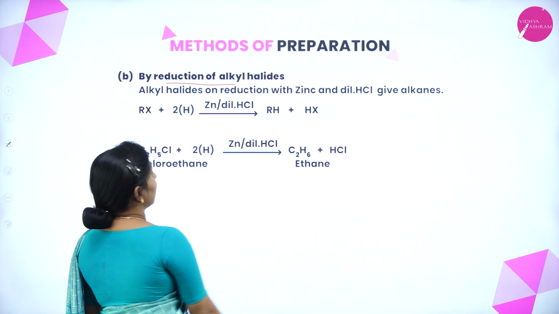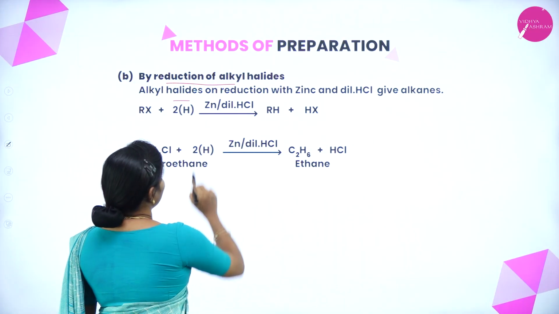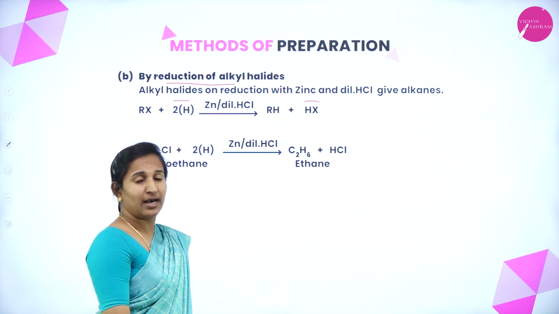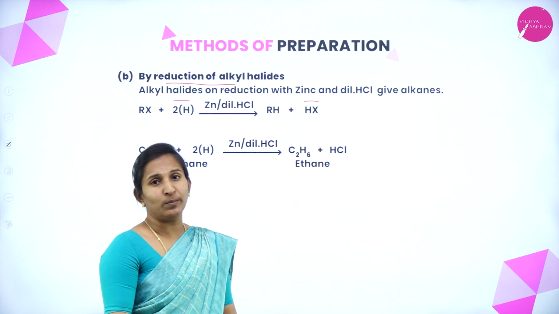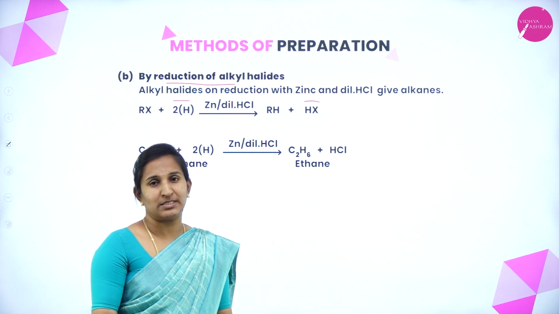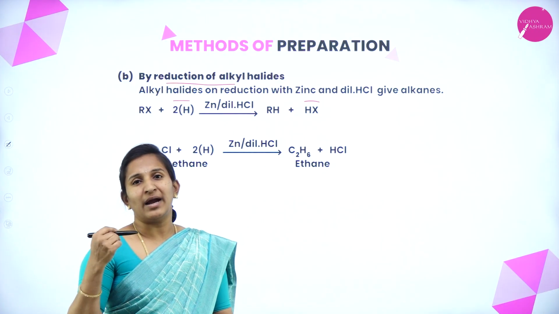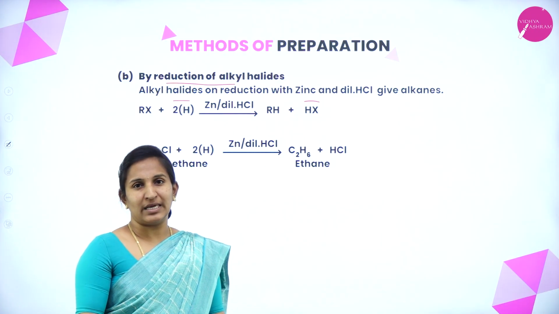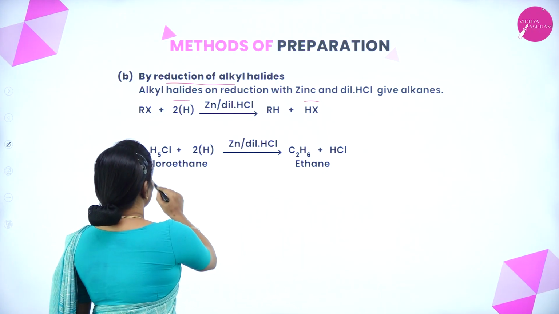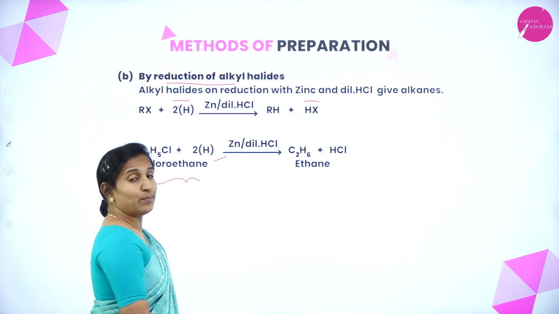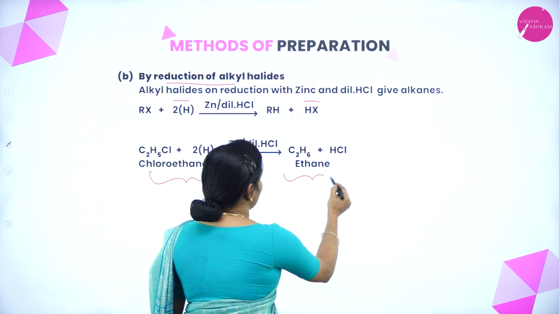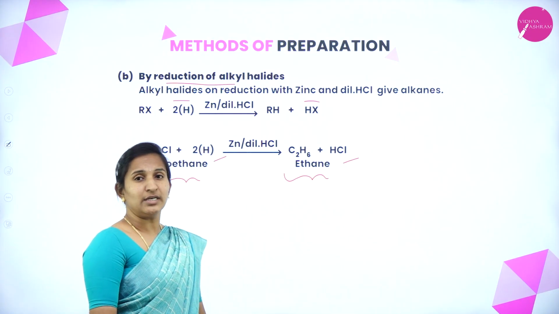By the reduction of alkyl halides, alkyl halides are reduced with zinc and dilute HCl to give alkane. Reduction can be done by two methods. One is by passing hydrogen gas in the presence of zinc and dilute HCl, and another one is by using strong reducing agent like lithium aluminum hydride. For example, chloroethane reduced in the presence of zinc and dilute HCl gives ethane by the removal of hydrogen halide.